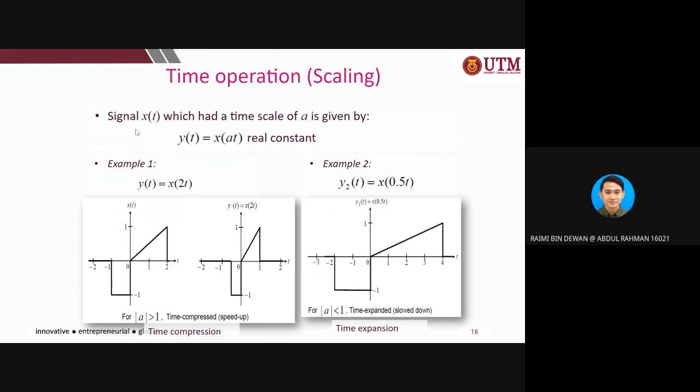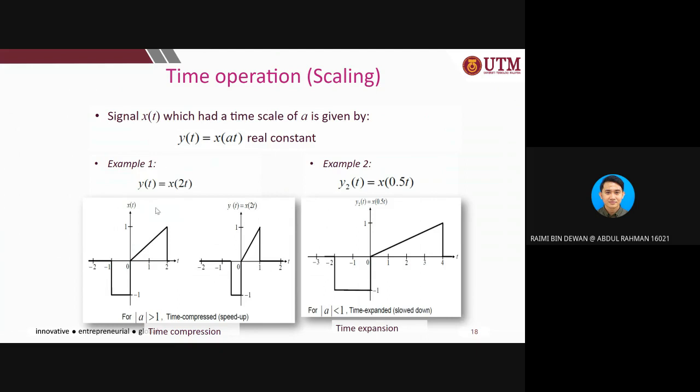Here you can see the signal x(t), with a time scale of a, is given by y(t) equals x(at), where a is a real constant. So a is actually a number. You can have a equals -1, a equals 2, a equals half, but it is a real constant. If y equals x(t), it means that a is equal to 1.